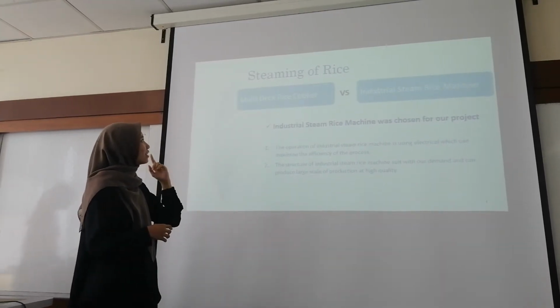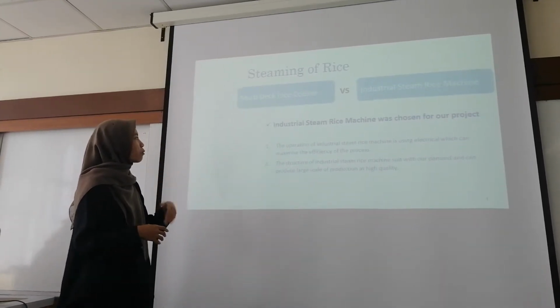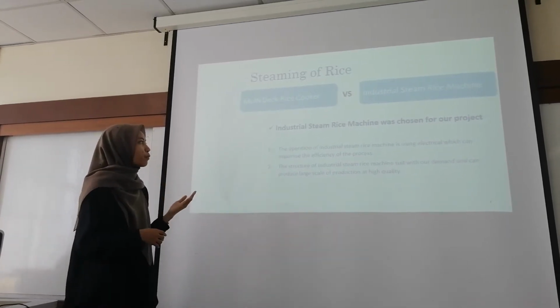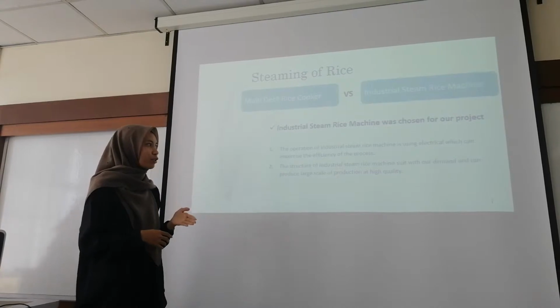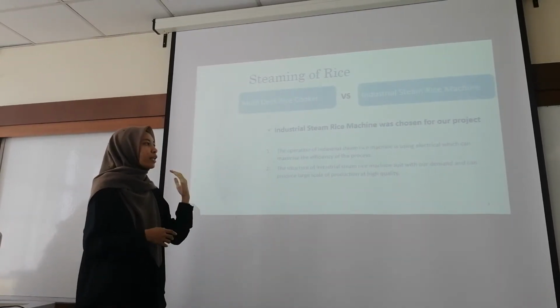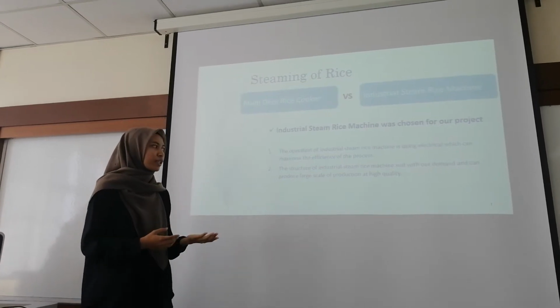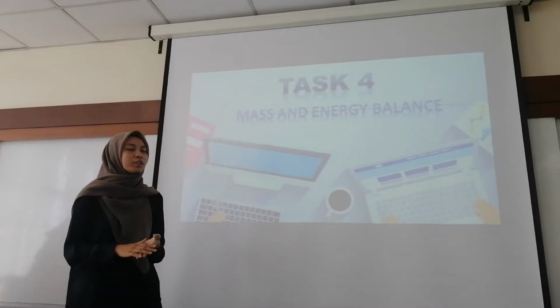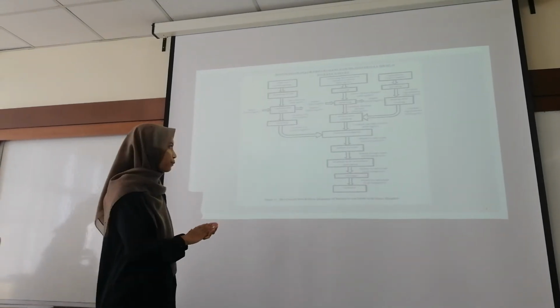Next, the steaming of rice. In our process, an industrial steam rice machine was chosen because the operation of the industrial steam rice machine uses electricity, which can maximize the efficiency of the process, and the structure can also support large scale operation at a high quality. So this is our process program that we use to design the software.